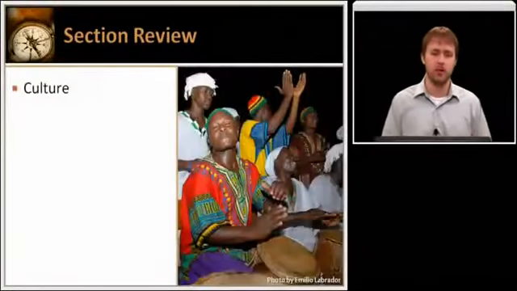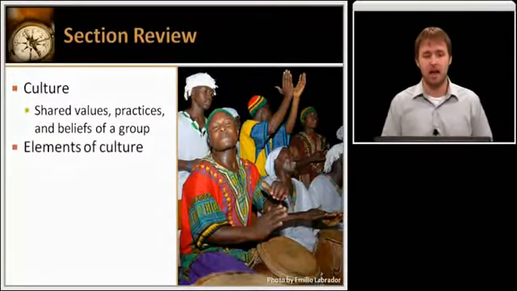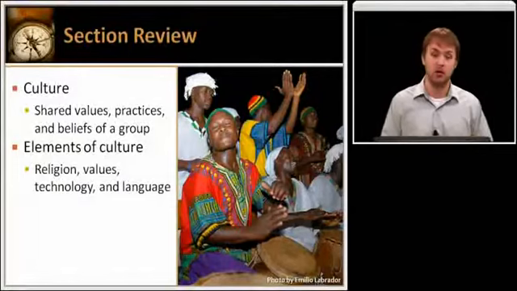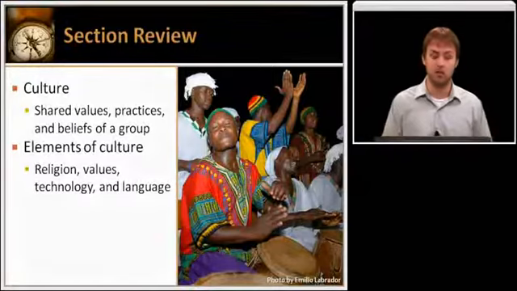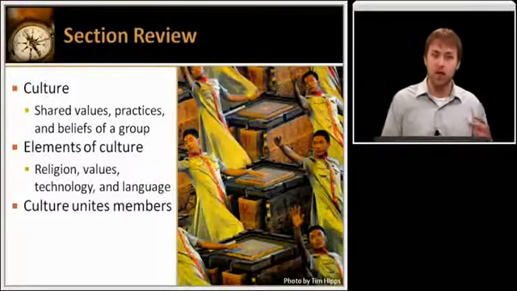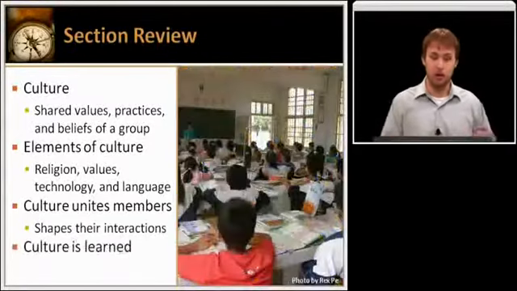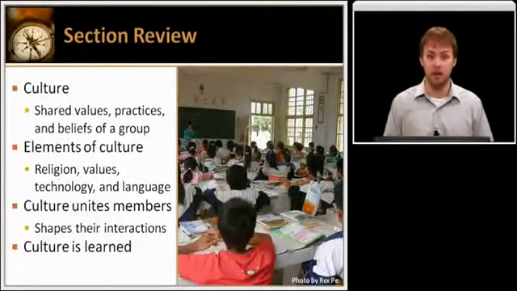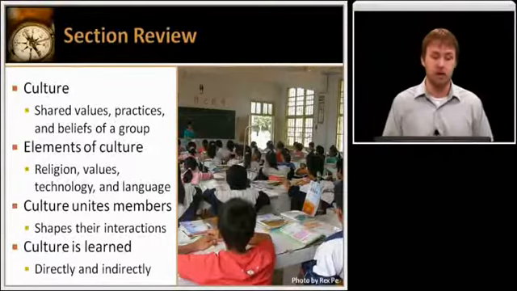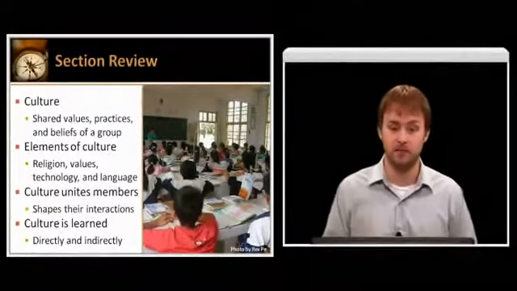So let's review this section. We introduced culture as the shared values, practices, and beliefs of a group of people. And there are many elements of culture, and to name a few, such as religion, values, technology, and language, all elements of culture. And culture is a uniting force. It unites members of a group, and it shapes their interactions with the environment, with other people in that group, as well as with people from outside of that group or outside of that culture. And culture is learned not only directly through members of family and teachers and coaches, but also indirectly through imitation and observation.